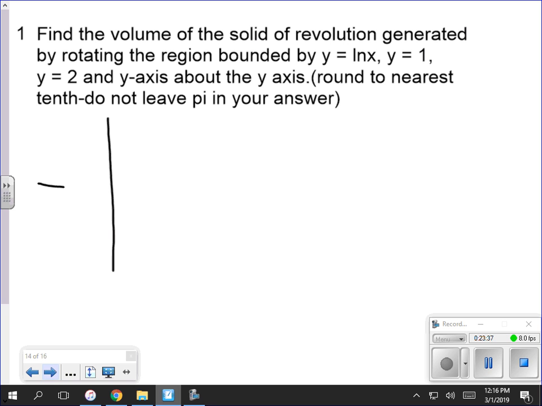Now, to help you get started, I will remind you that this is the line y equals the natural log of x. Just like that. That's very helpful. You should know the basics of basic functions. You should know what natural log looks like. You should know what e to the x looks like.